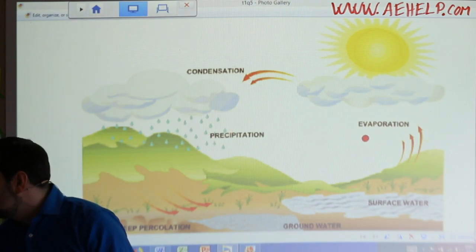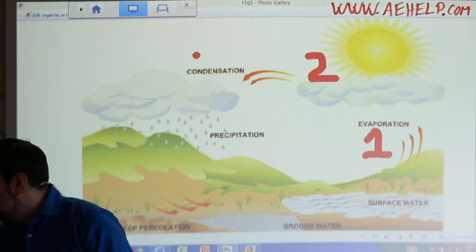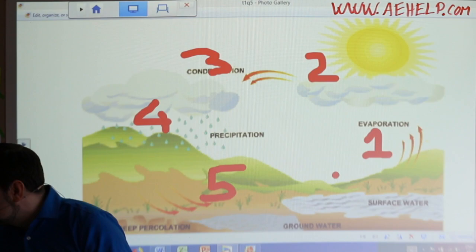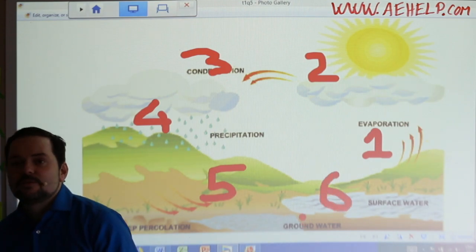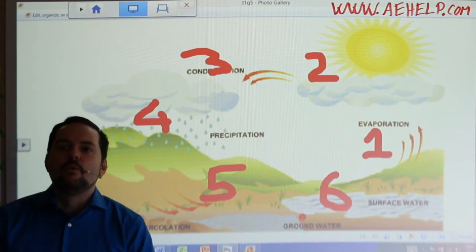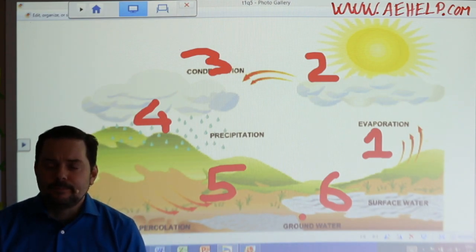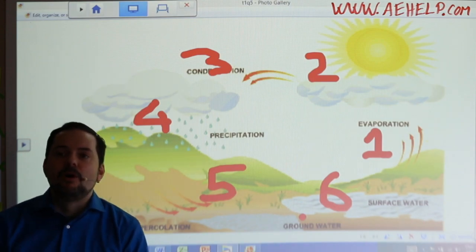Okay, so some of you said let's start with evaporation, so let's start with number one, evaporation, and then we will go to the clouds, then we'll go to condensation here, then we'll go to precipitation here, and then we will go back to the groundwater here for number 5, and 6 will be surface water. Okay, so we'll go in this order for our analysis. So this will be the body paragraph.